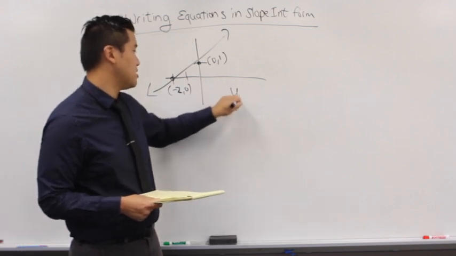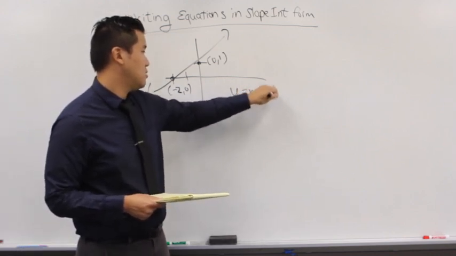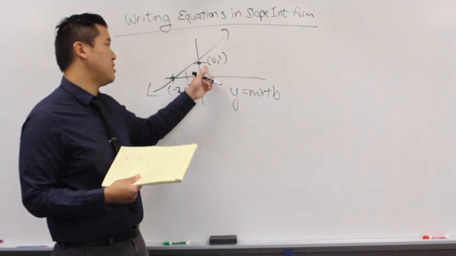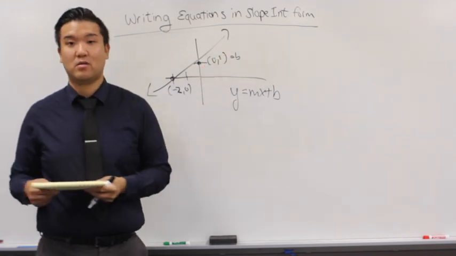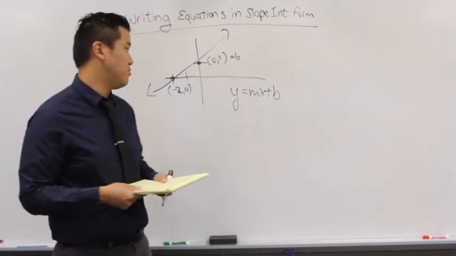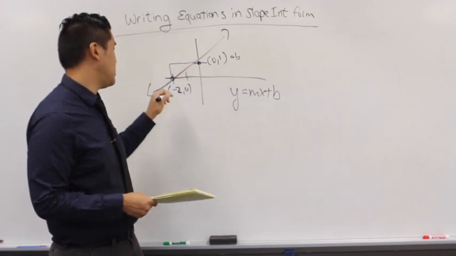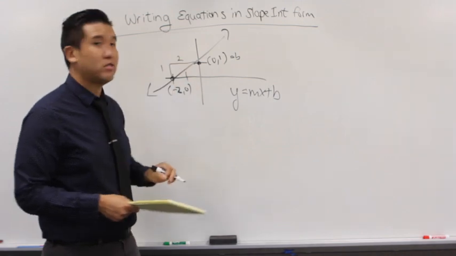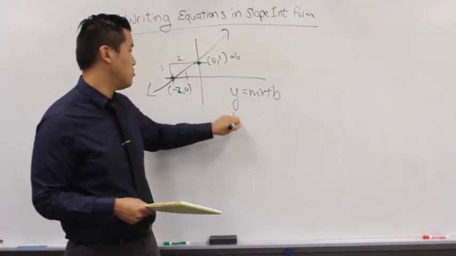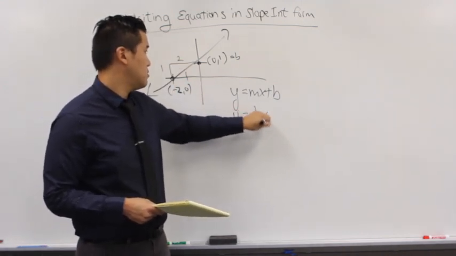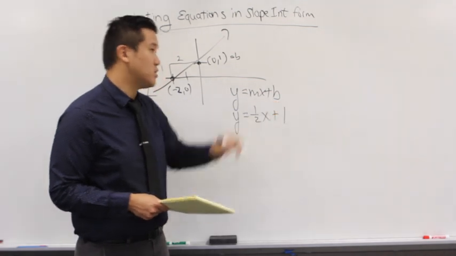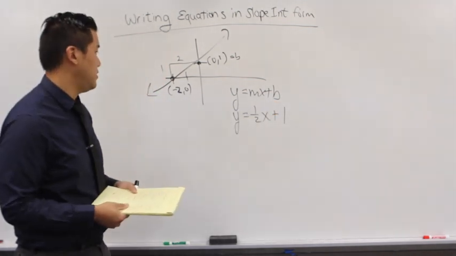So I need y equals mx plus b. What do I know so far? I know this is my b actually. Okay, it's actually going through the y-intercept, that's my b. But I do need to find slope. I could do rise over run. So let's do that. You go up 1, right 2. So my slope is actually 1/2. And then my y-intercept is 1.